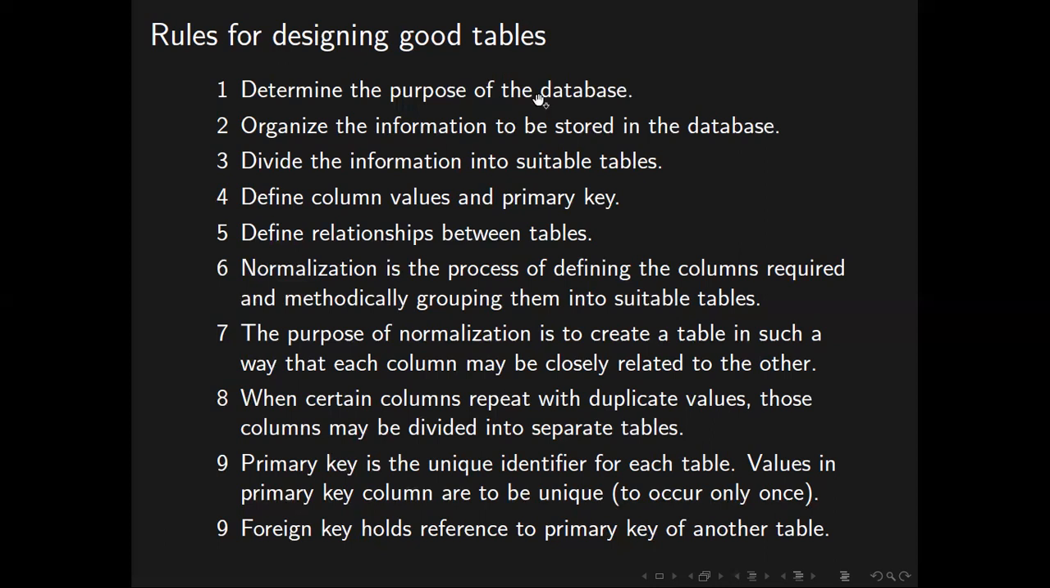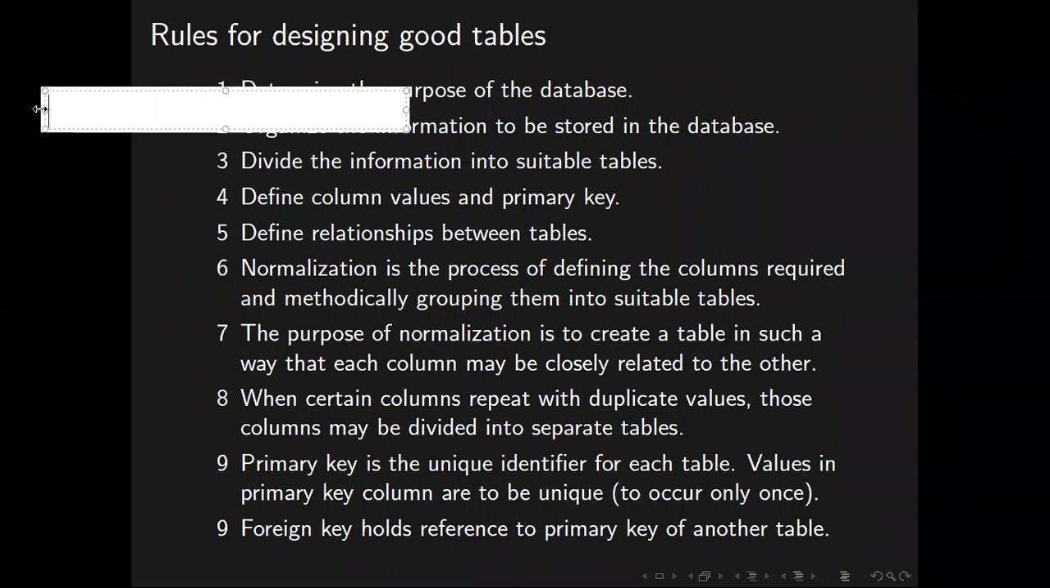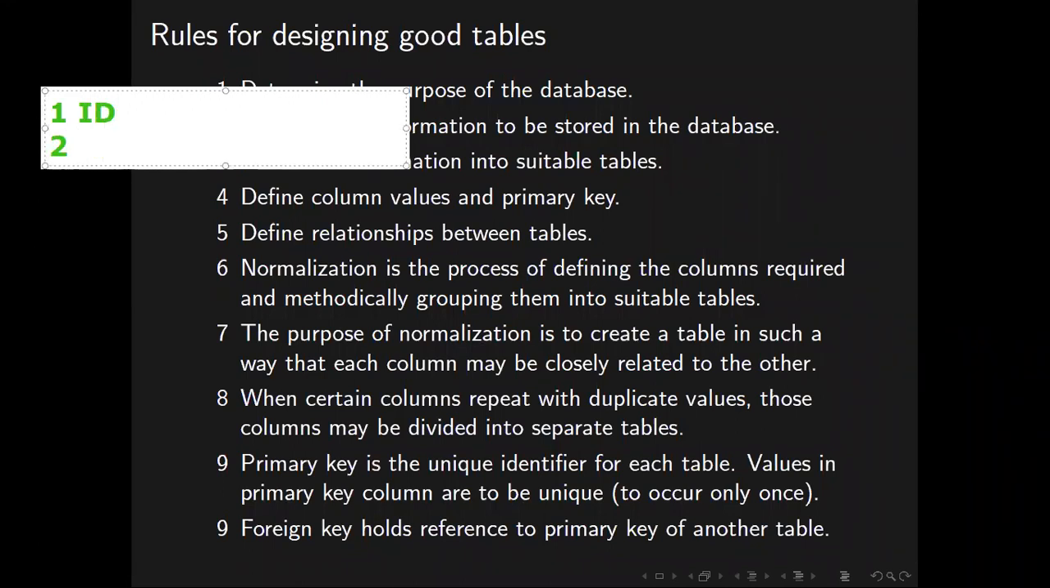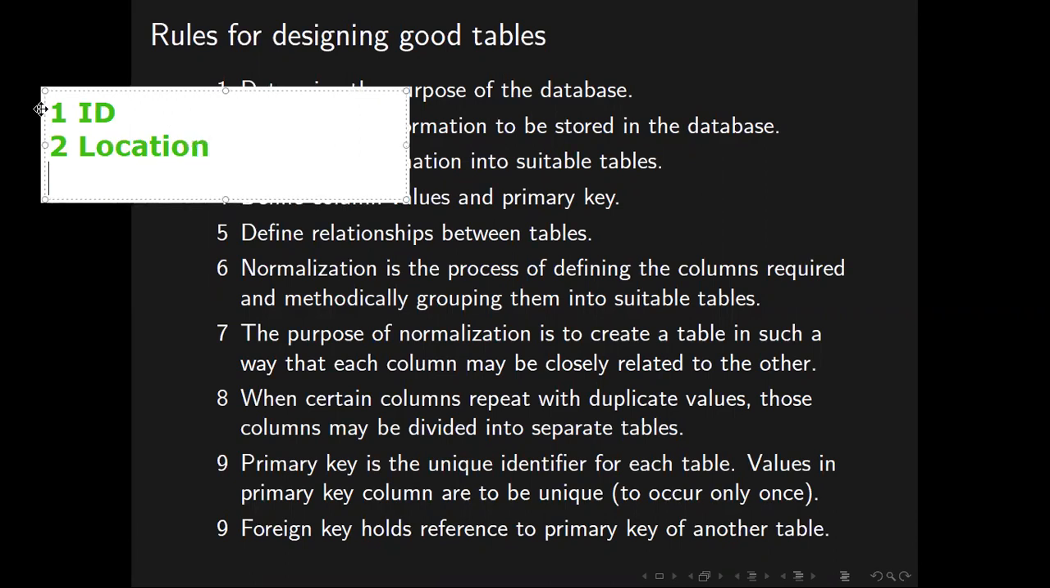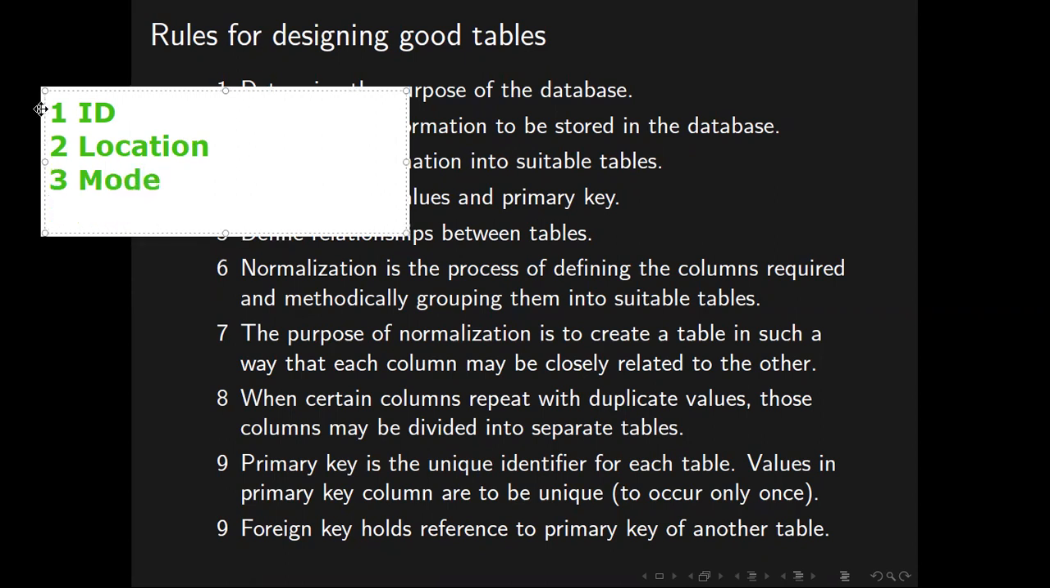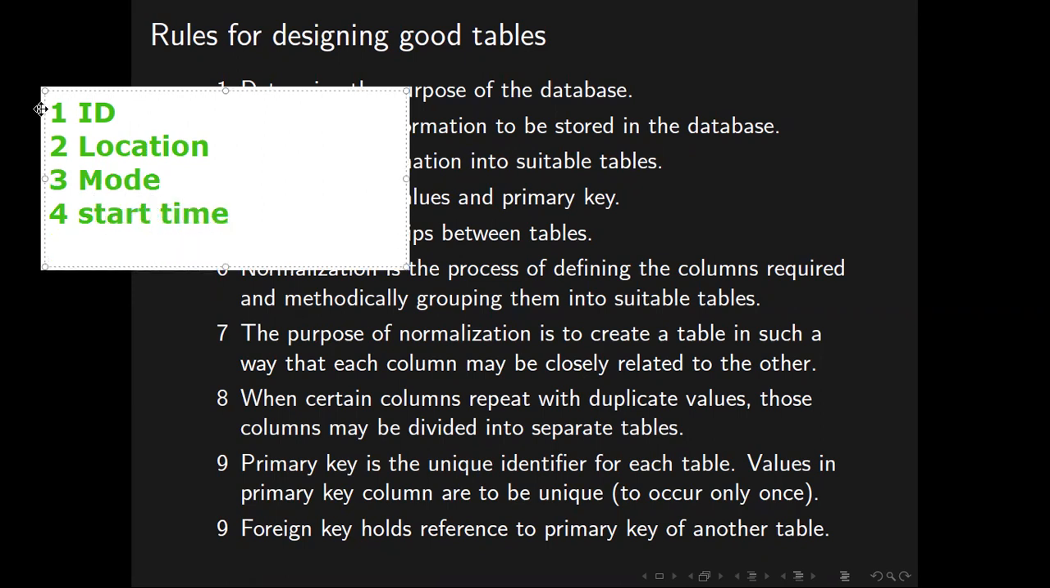I first consider a table. Then I can make certain changes. Our initial table contains all these columns. What are the columns we consider? First column is ID. The second column is location. Third column is mode of rest. Then the fourth column is start time. Fifth column is end time.